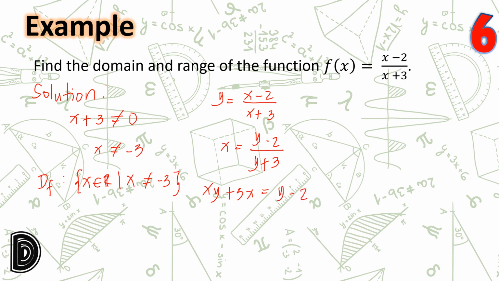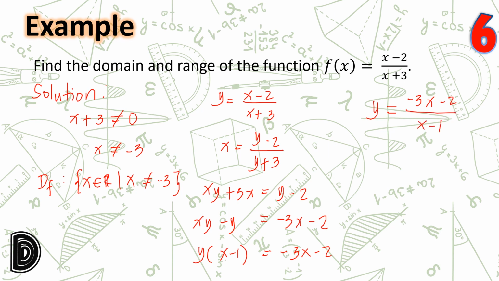Collecting all terms with the y variable on the left hand side, we'll have to subtract y from both sides, so xy minus y. Also subtract 3x from both sides, we'll have negative 3x minus 2. On the left hand side, we'll have y times the quantity x minus 1 is equal to negative 3x minus 2. Writing the equation for y in terms of the variable x, we'll have y is equal to negative 3x minus 2 over x minus 1.